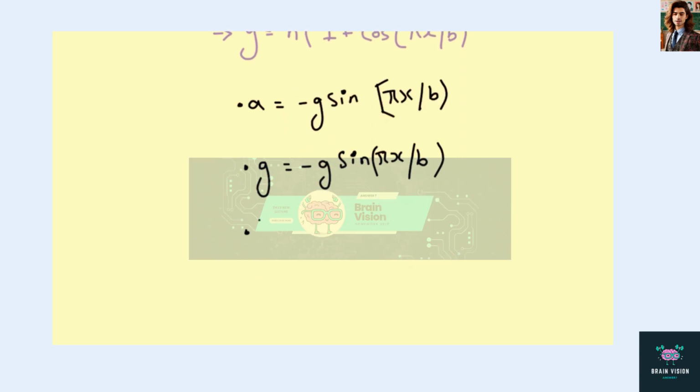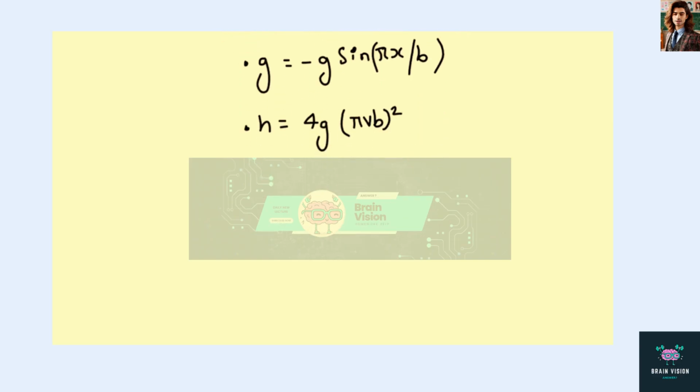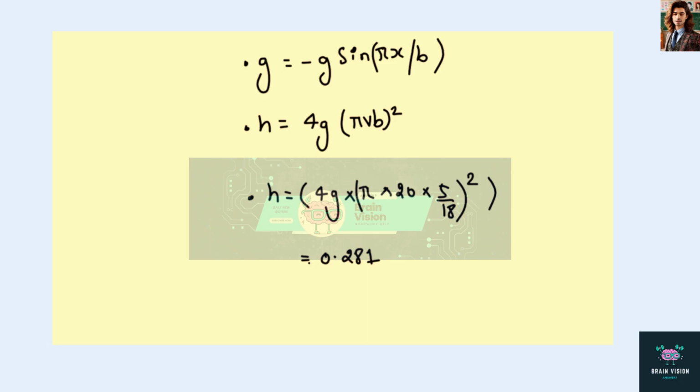Solving for h, we get 4g by pi v b square, where v is the speed of the car, and if b is equal to 1 and v is equal to 20 kilometers per hour, h is equal to 4g into pi into 20 into 5 by 18 whole square, and that comes out to be 0.281, and therefore the height of the speed bump that will produce a vertical component of acceleration at capital G of small g at a car speed of 20 kilometers per hour is approximately 0.281 meters.